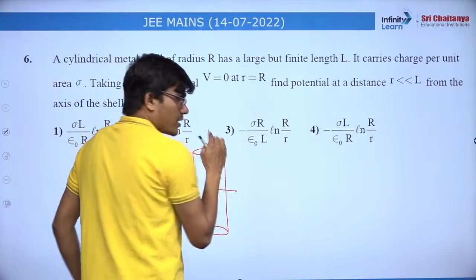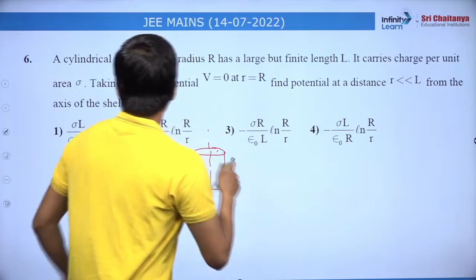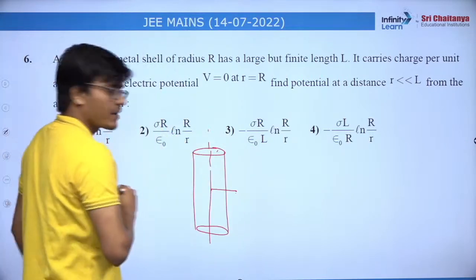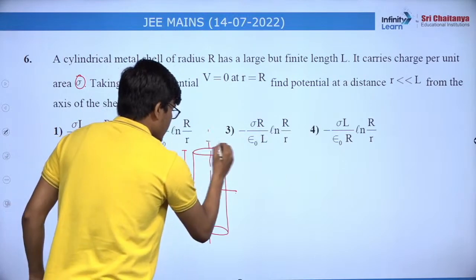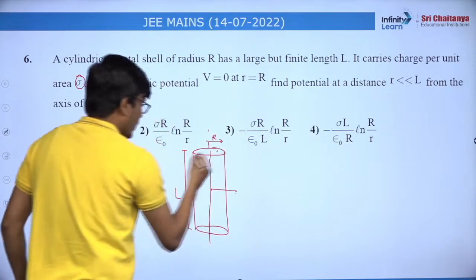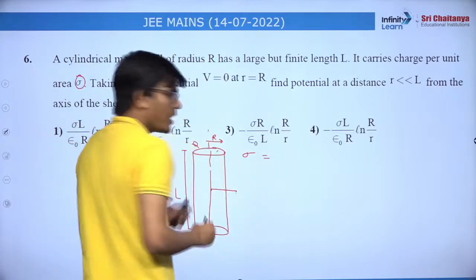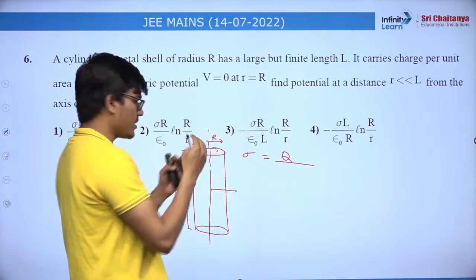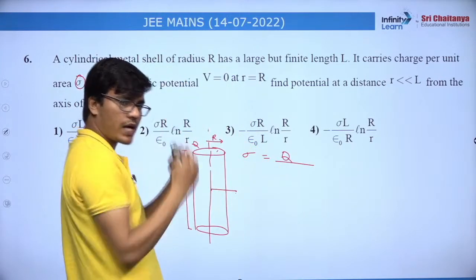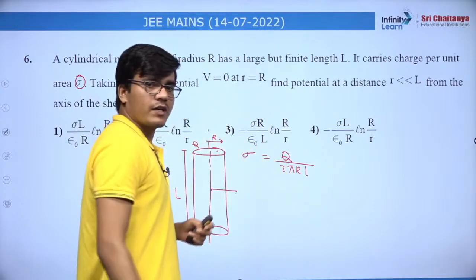Instead of linear charge density, they have given you surface charge density as sigma. Let's say this length is L, this radius is capital R, and the charge is Q. So how can you write sigma? Sigma is charge per unit area. The area of this cylinder is 2 pi R into L, the curved surface area where charge is distributed.